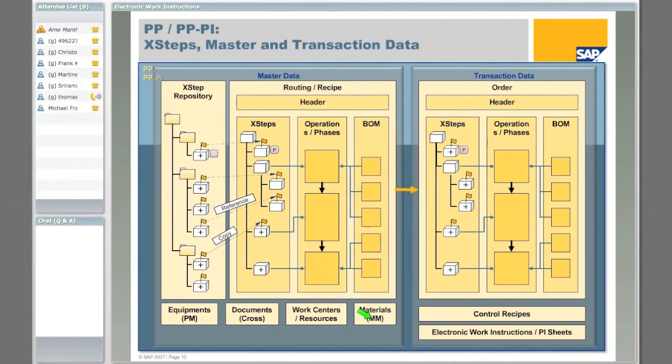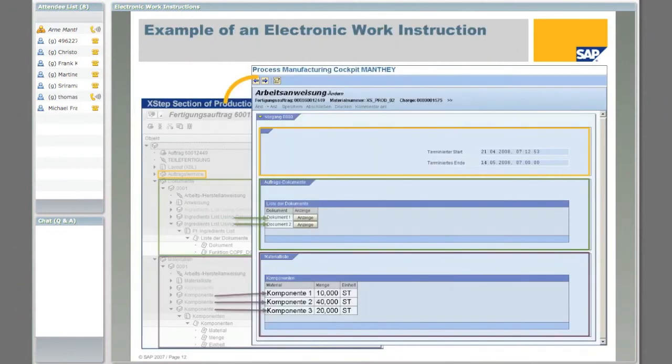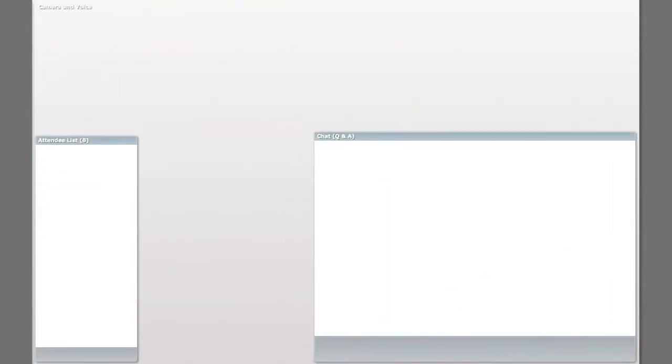Anybody interested in that, I will put it on the share the next time. I can provide this as a PDF maybe. That'd be great. Yes, it would be good. It also shows how the life cycle of an XStep goes from the XStep repository through the routing in this case, and the production order, and how the work instruction is set up.